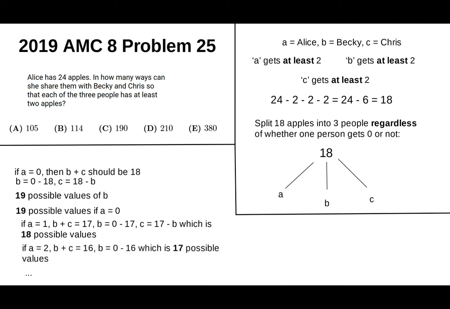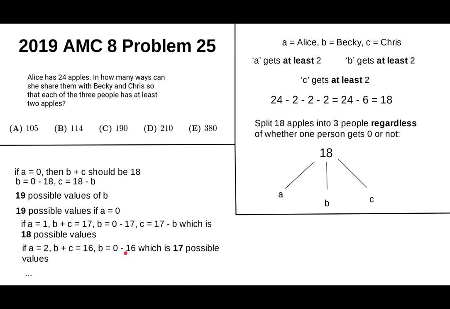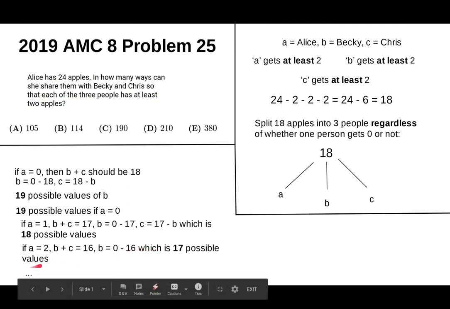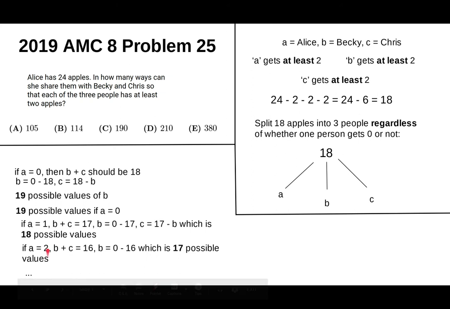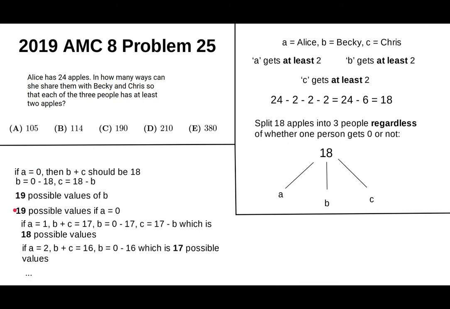Now if A is equal to 2, then B plus C is 16. And B is all the numbers from 0 through 16, which is 17 possible values. And on and on, when A is equal to 3, A is equal to 4, and so on. So if we define the value of A, we can easily find the number of total possible values if A is equal to that value.